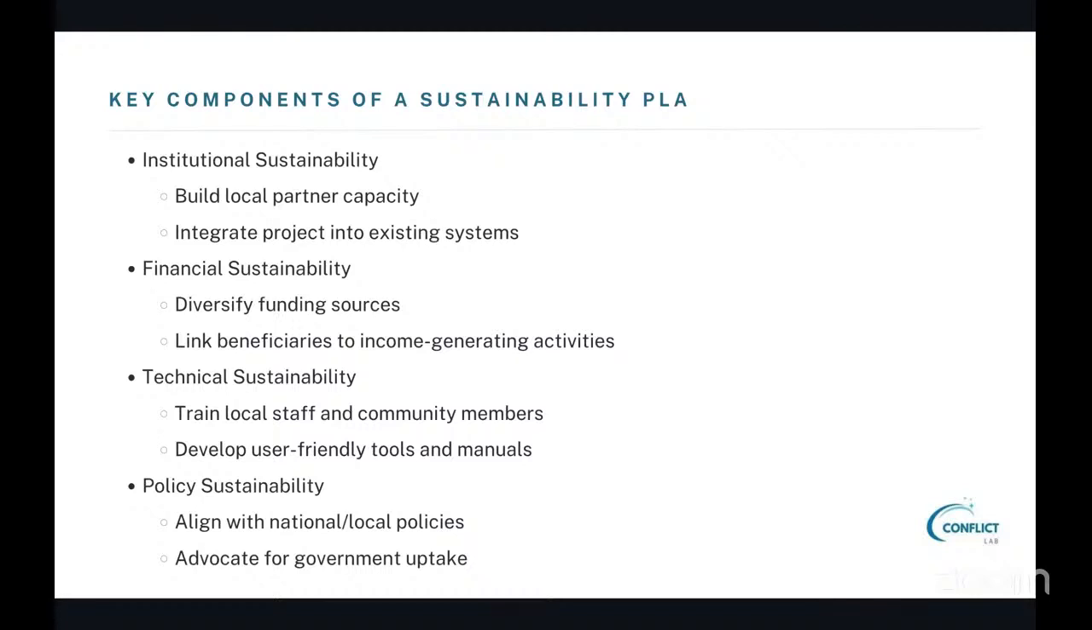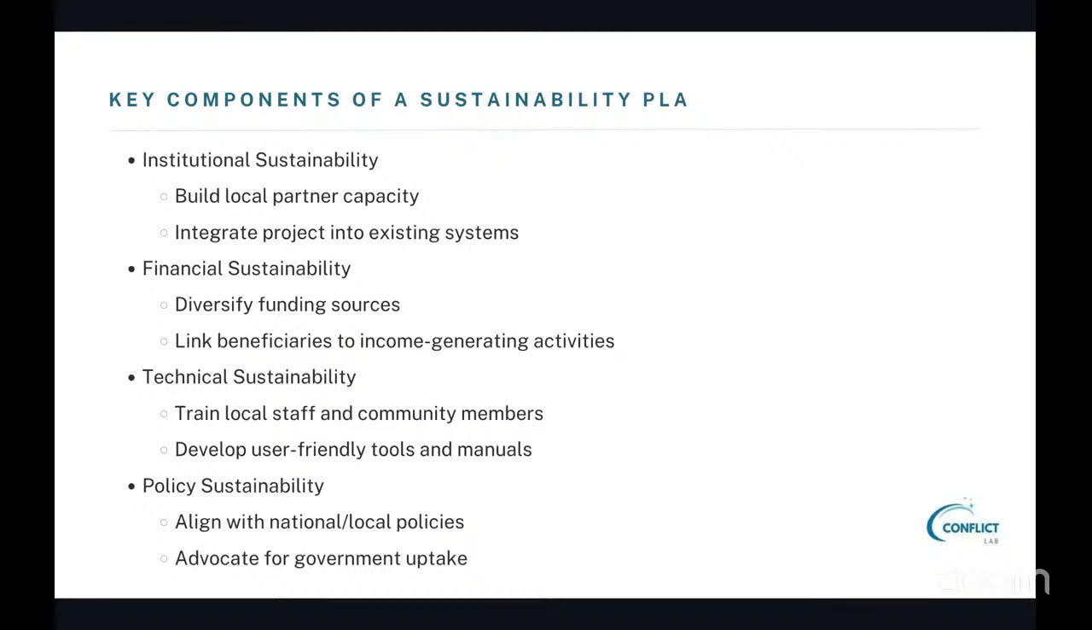You can mention that you do need finances in the future. I intend to reapply for donors, or at least you have to show that there's some kind of income generation plan to ensure that the project lasts. And then you have technical sustainability. This is, again, you training local staff, community members, your staff. There has to be manuals and tools that can be replicated by your organization in the future.